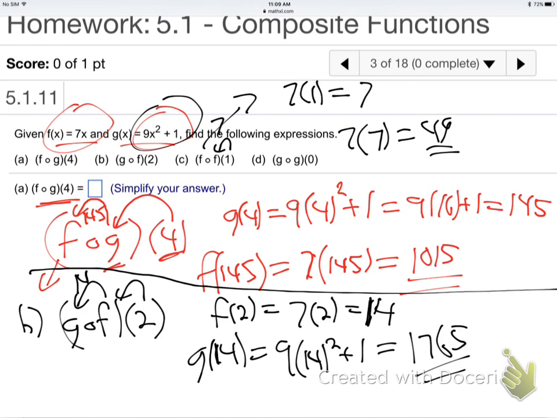So 7 times 1 became 7. So 7 popped out of the F machine first, went into the F machine again, and then 7 times 7, 49. Good? All right.